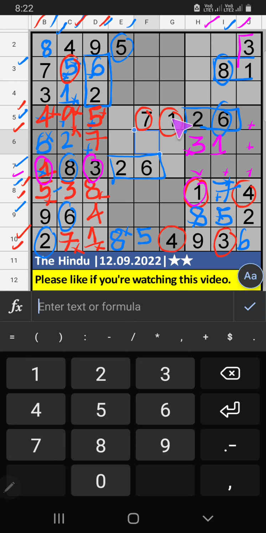Fifth row, two numbers are remaining, 3 and 8. Column J, we have 3. So 3 can't come in the cell. 3 is confirmed here. Then 8 is here. Ninth row, 3 numbers are remaining: 1, 7, 3. It will come in one of the cells. We will confirm later. Eighth row, 3 numbers are remaining: 2, 6, 9. It will come in one of the cells. We will confirm later.